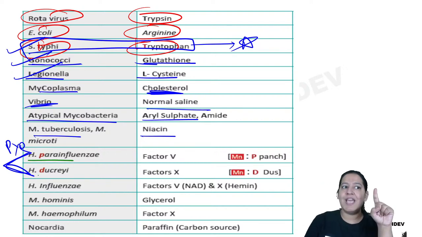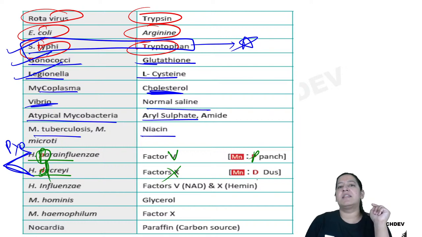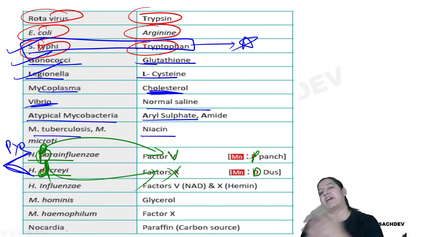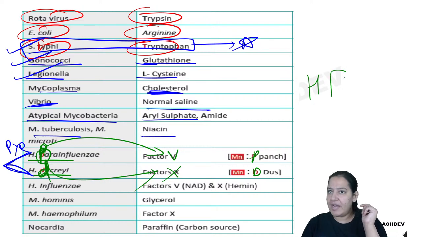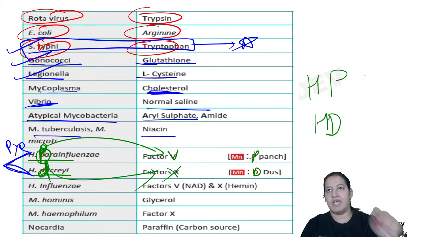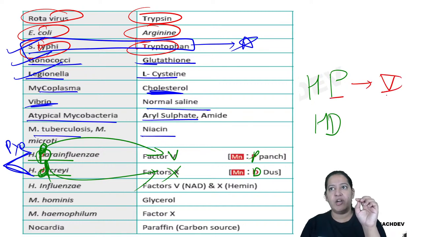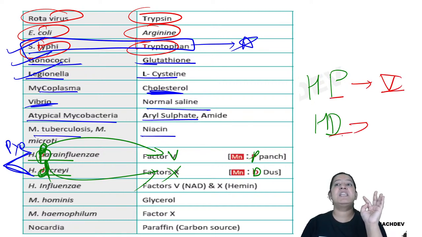Haemophilus parainfluenzae, Haemophilus ducreyi. Parainfluenzae ko factor 5 lagta hai aur ducreyi ko factor 10 lagta hai. P se 5 aur D se 10, aisa yaad karo. Parainfluenzae mein P aa raha hai na, to factor number 5, aur ducreyi mein D aa raha hai, D se 10, to factor number 10. Now you will never forget. So Haemophilus parainfluenzae, Haemophilus ducreyi: P se 5, it requires factor 5, or D se 10, it requires factor 10. Now you will never forget.